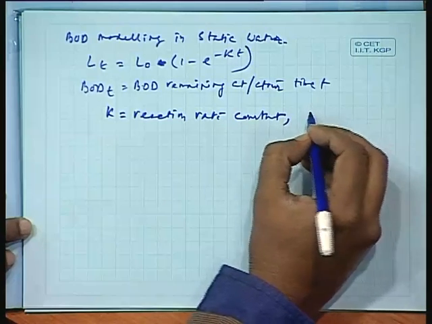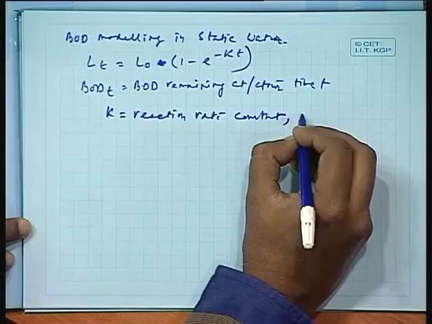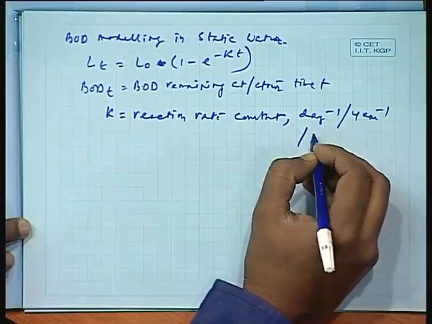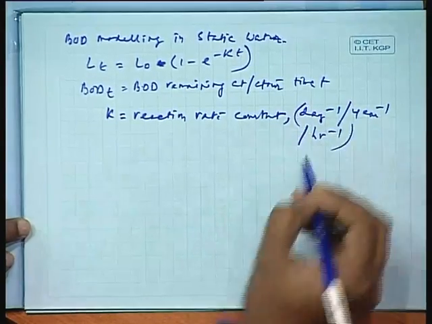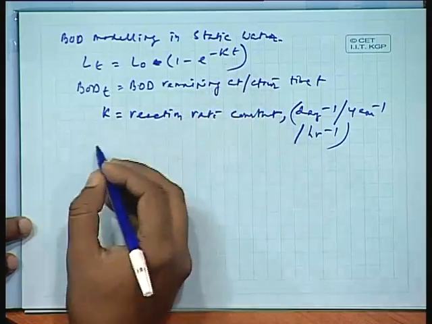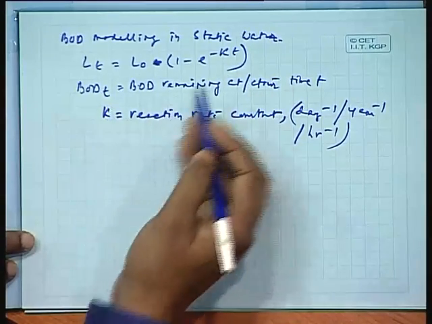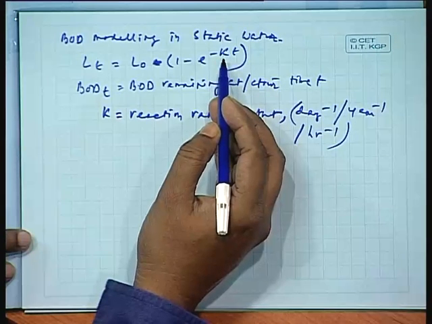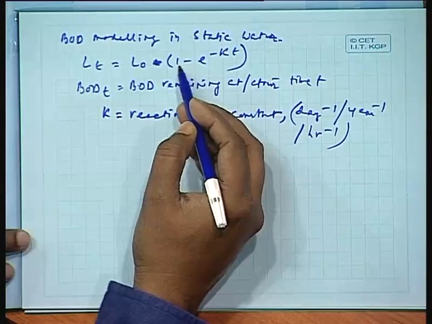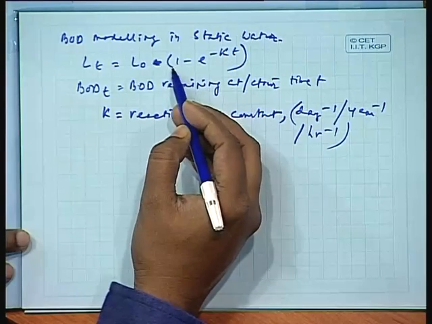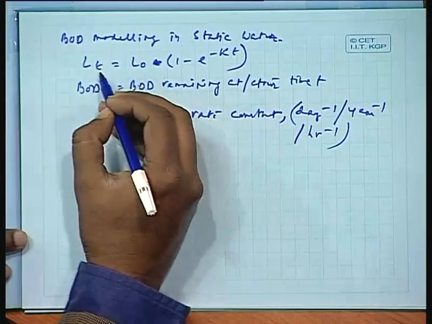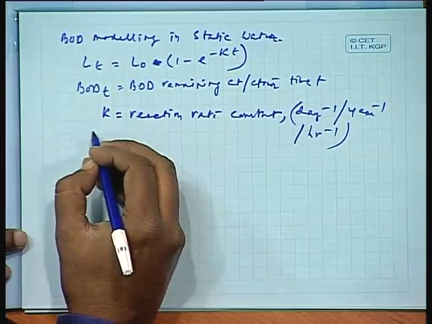Reaction rate constant is generally in units of day inverse, or year inverse, or hour inverse, like this. So the unit should be the inverse of time. Depending on that, the t would also change, so what you find is basically a dimensionless parameter kt, which reduces e to the power minus kt, and so as a result we can find out the BOD modeling like this.